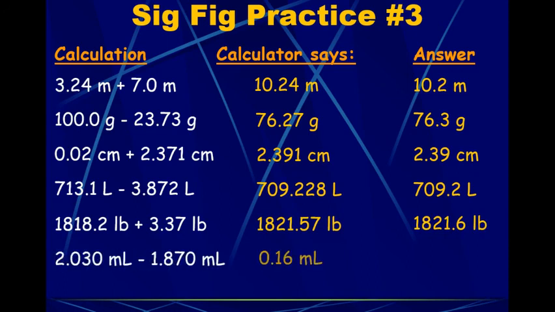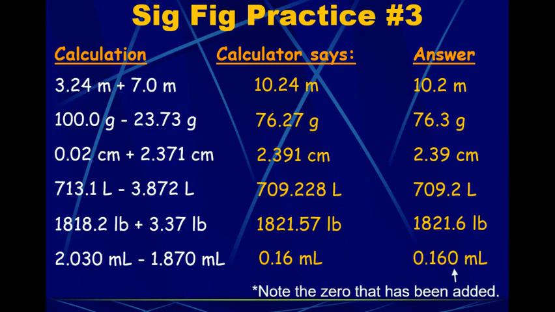Now, let's be careful here. Notice that each of my measurements in the problem have 3 past the decimal. My calculator only gives me an answer that has 2 past the decimal. I actually have to add a trailing 0 in that particular circumstance.